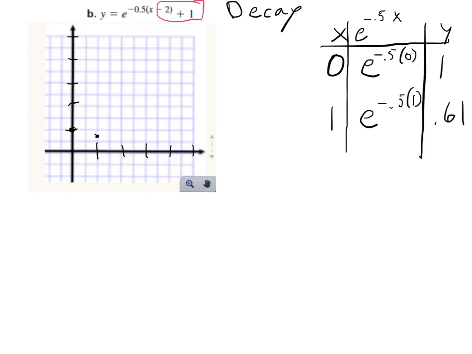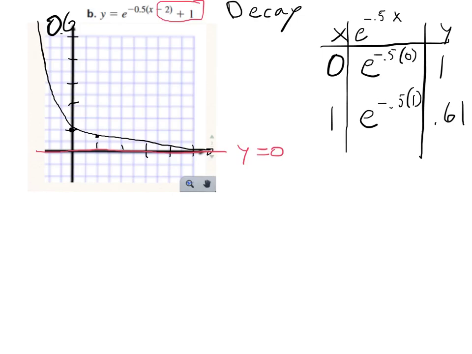Okay, and I know it's decay, so I know it's going to come down like this, swoop, and get really close to the asymptote. And again, our asymptote here is going to be right along the x-axis for y equals 0. So this is our original graph, and we need to shift it.